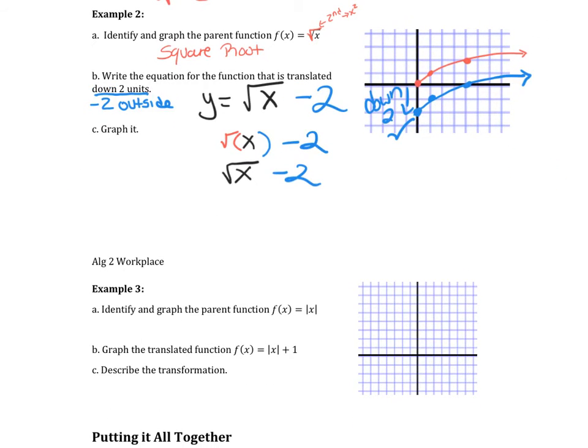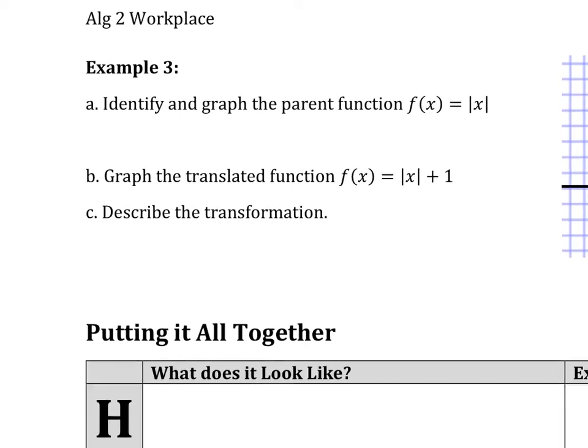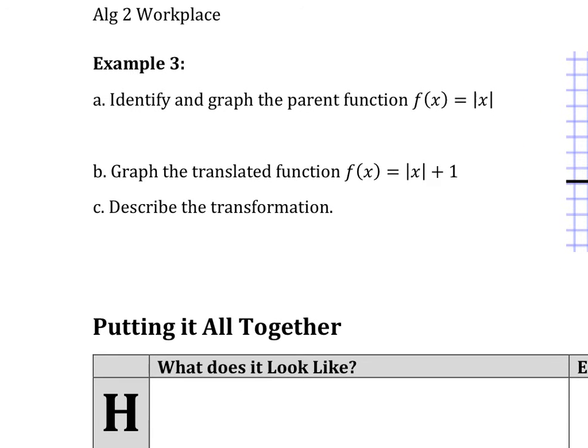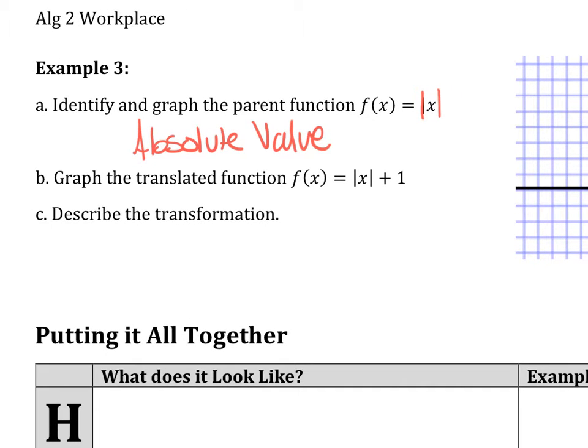All right. Next example. What is the name of this parent function? Absolute value, because we have these absolute value bars. You guys have to know these names. Absolute value. So to graph it, go to y equals.